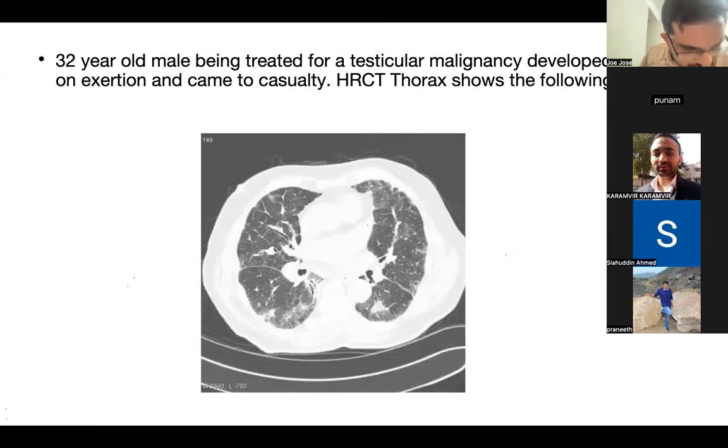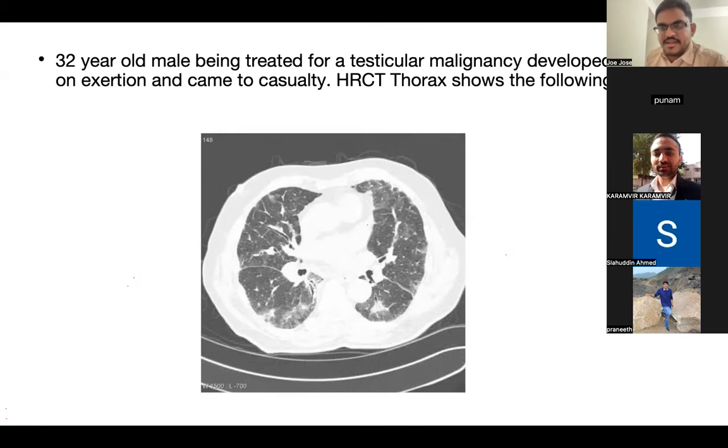This is for, we'll give this to Dr. Karamveer. A 32-year-old male being treated for testicular malignancy developed dyspnea on exertion and came to the casualty. HRCT thorax shows the following. HRCT showing parenchymal view, and in this bilateral basal area showing organized consolidating patch, GGOs, likely bleomycin induced. Yeah, so you're right.